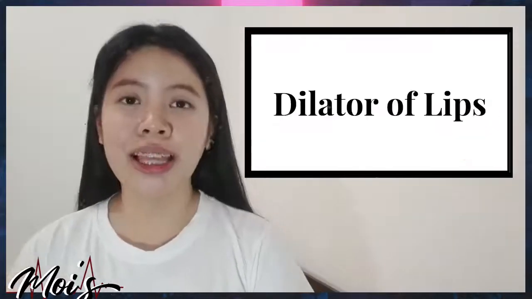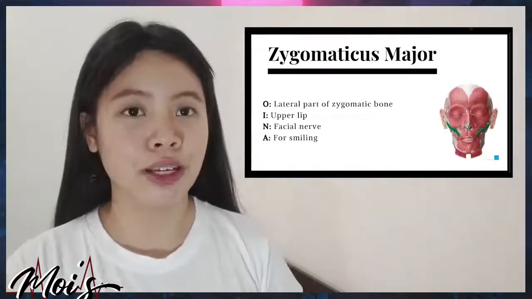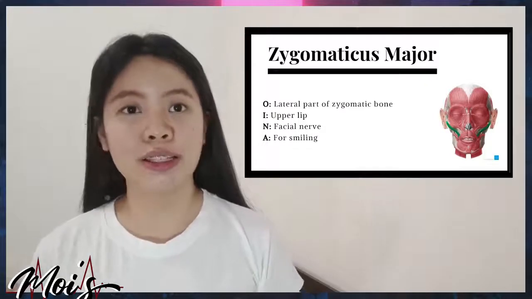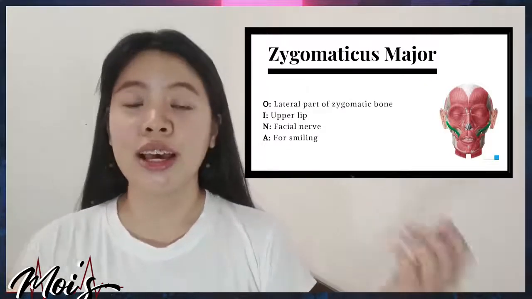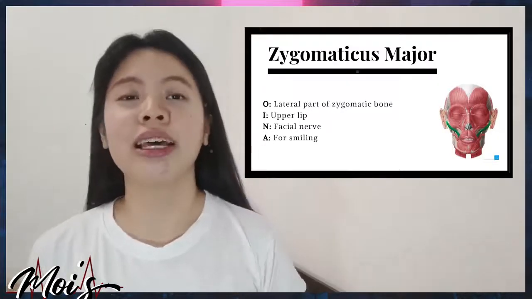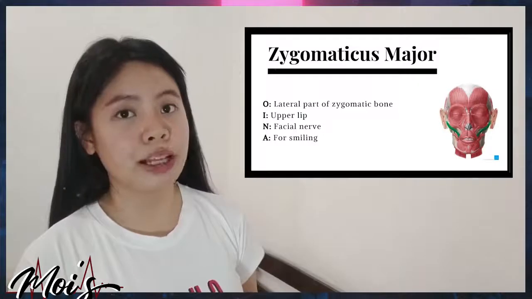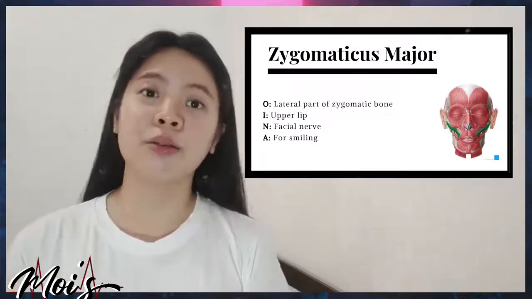Let's talk about the dilators of our lips. First we have our zygomaticus major. Always remember that this muscle is your smiling muscle. Every time you smile, that's the muscle that is functioning. It originates from the lateral part of our zygomatic bone and inserts into our upper lip.